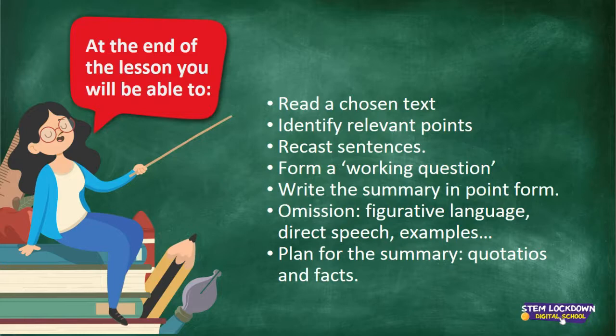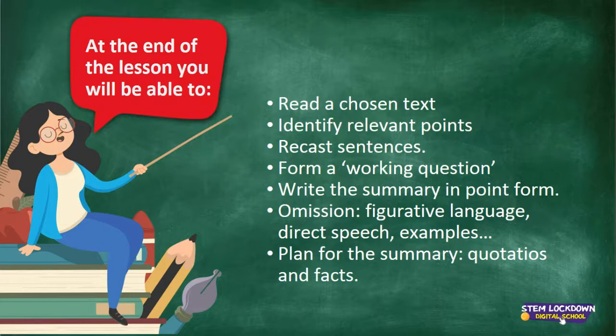We are going to look at omission. What is it that we are going to omit? We are going to leave out what is not relevant to summary writing. Figurative language, think of your similes, your metaphors, your imagery. Direct speech, examples. We don't need to waste time on examples or illustrations, straight to the point. So we omit all those things.